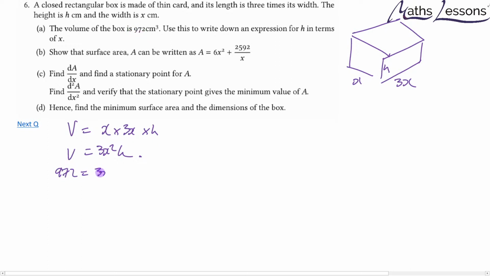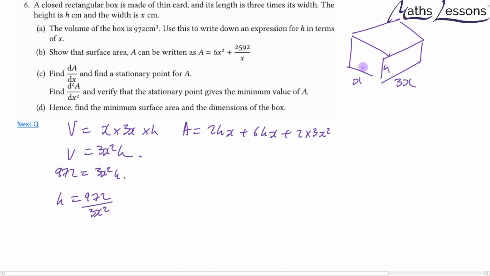And that's equal to 3x squared h. And we want to get an expression for h in terms of x. So therefore h will equal 972 over 3x squared. Then we want to show the surface area can be written as this. So we know the surface area is going to be equal to 2hx plus 6hx plus 2 times 3x squared.